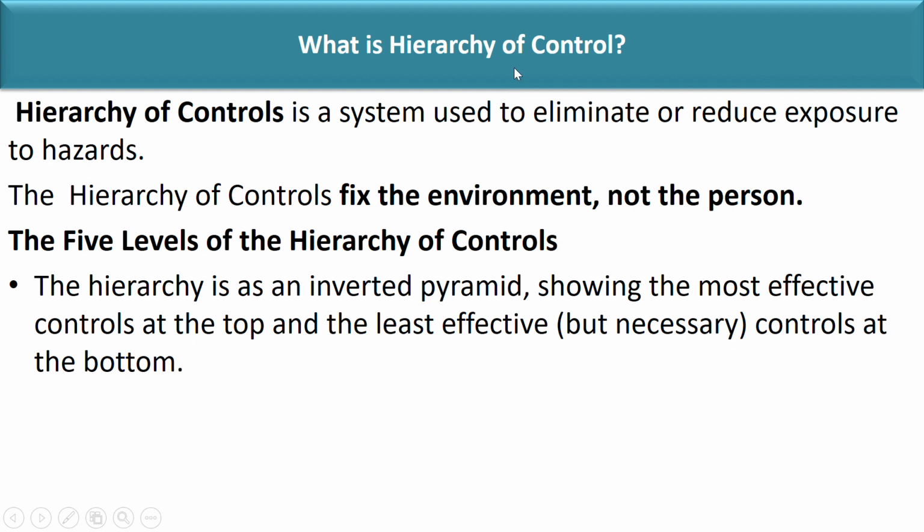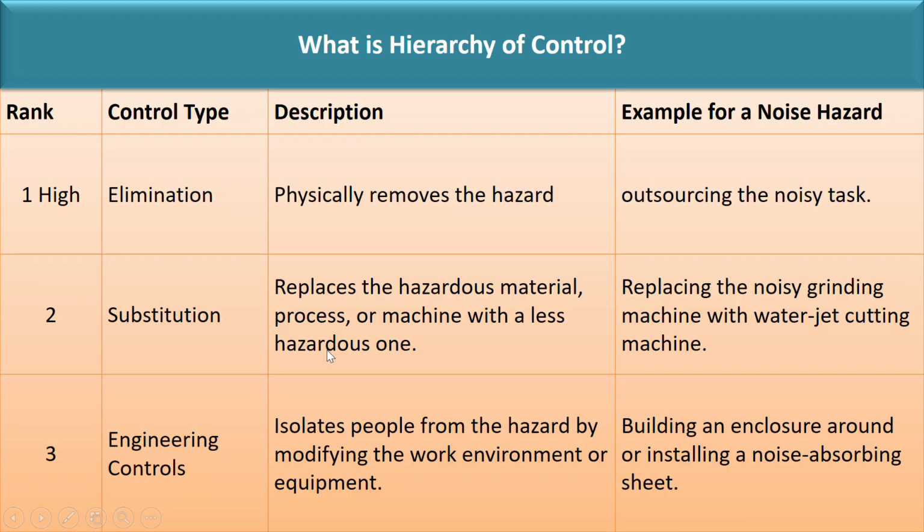What is hierarchy of control? Hierarchy of control is a system used to eliminate or reduce exposure to hazard. The hierarchy of control fixes the environment, not the person. What's the logic of hierarchy? The hierarchy of control fixes the environment, not the person. The 5 levels of the hierarchy of controls: the hierarchy is an inverted pyramid showing the most effective control at the top, and the least effective but necessary control at the bottom. So now we take this one by one.